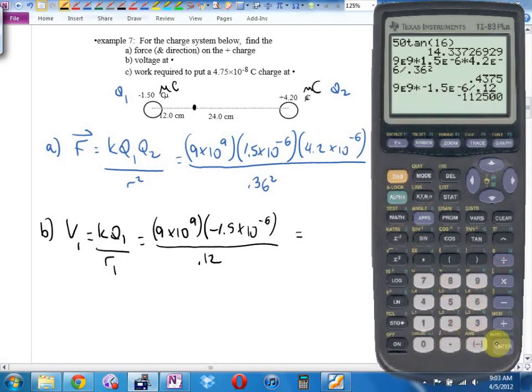The left-hand charge is sending out a voltage, and at that location, the little dot right there, the voltage from the left-hand charge is negative 112,500. I'll carry all the sig figs, Connor, because it's not my final answer.